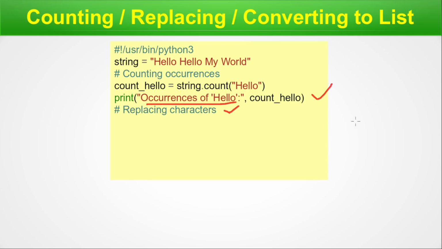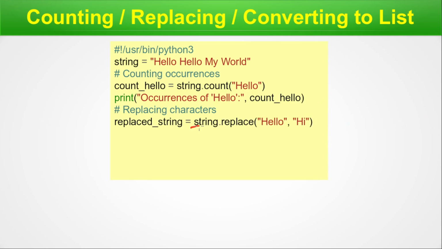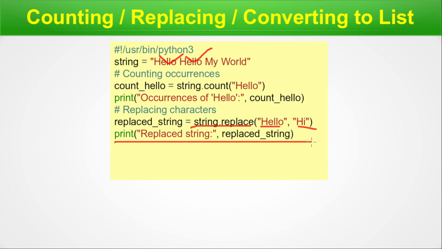Replacing the characters. Now let me move on to the next part of this code, where we are replacing. We say string dot replace hello with hi. So these two hellos will be replaced with hi. Next, we print the replaced string. And remember, this is again non-destructive, because we are storing it into another variable. So the original variable will remain intact and we are getting the new changed string into another variable here.